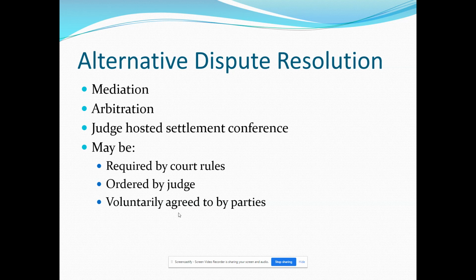So sometimes employee-employer disputes are resolved through arbitration. A lot of union disputes are resolved through arbitration, and contract disputes. Sometimes there's just judge-hosted settlement conferences that are required before you actually go to trial. And yeah, three options. They could be required by the court rules, generally just ordered by the specific judge, or parties can voluntarily agree to it, or maybe it is subject to the relationship. So these union versus employer relationships, they have mandatory arbitration.